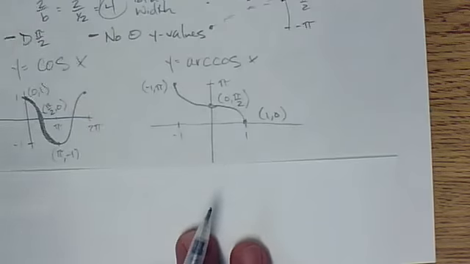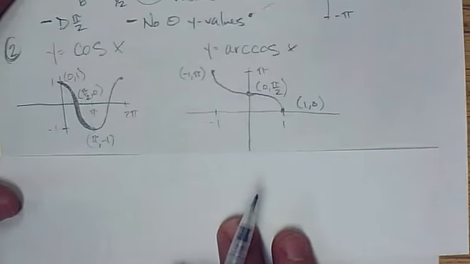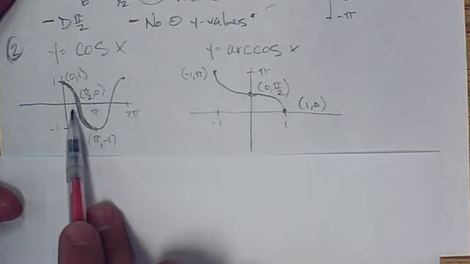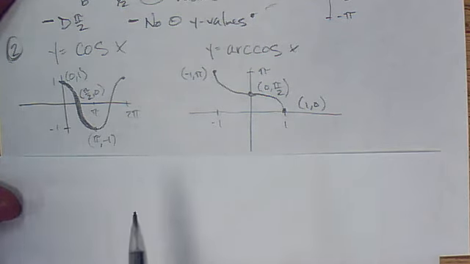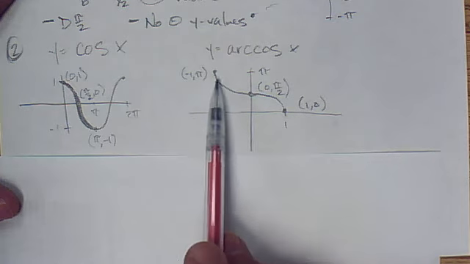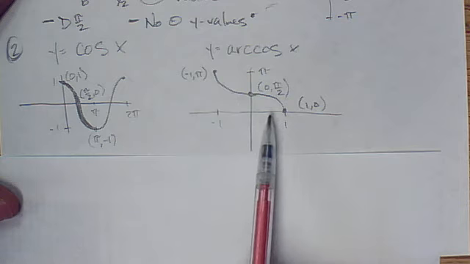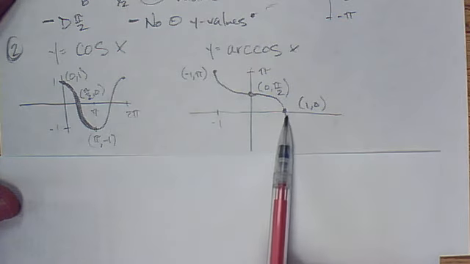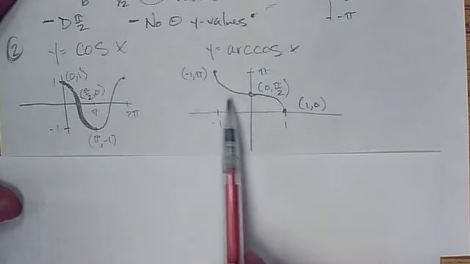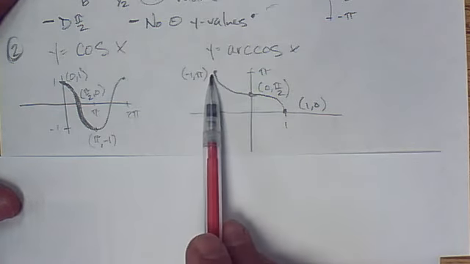Okay, the next one, the cosine graph. Remember we took the section from 0 to pi, this bolded section right here. That's the part that's 1 to 1. So we flip all these points and we end up with something like this. Instead of 0, 1, it becomes 1, 0. Instead of pi over 2, 0, it becomes 0, pi over 2, and negative 1, pi.